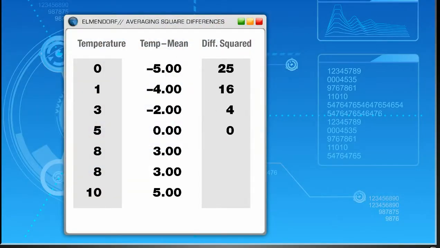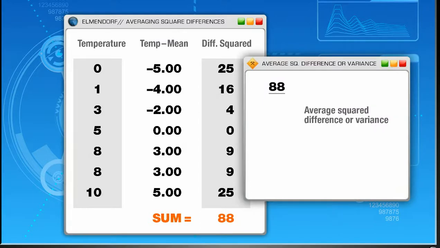If we square each difference, then we'll have a collection of positive values to average. Watch this. This is what we get when we square the differences. The sum of the squared differences is 88. Since there were 7 total values, we divide 88 by 7 to find the average square difference. This rounds to 12.57. However, since we squared the values, we take the square root of 12.57, which rounds to 3.5. This value is our standard deviation.